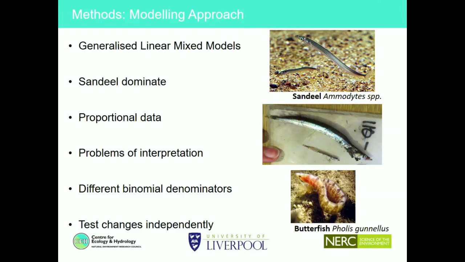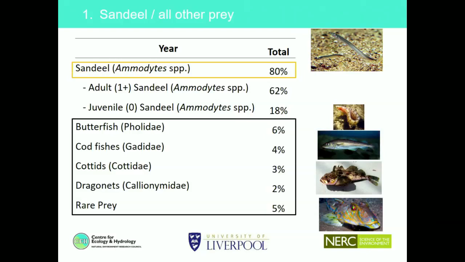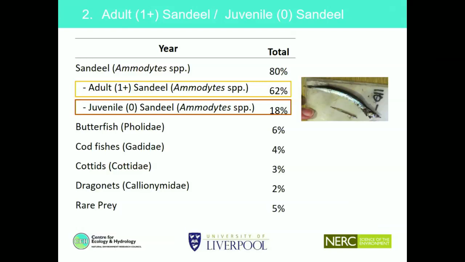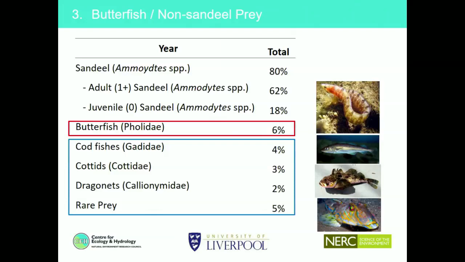So the first is sand eel against all other prey. So that's the yellow box against the black box. And then the relative proportion of different sand eel age classes. So the small is the young of the year, the juvenile sand eel, and then this large adult sand eel. And then finally, the butterfish against all other prey, other non-sand eel prey, sorry.